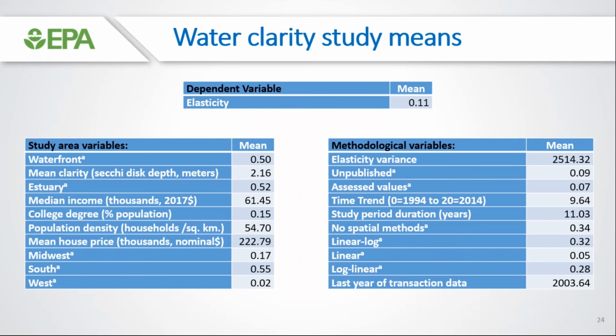2004 was the mean year of the study, and on average, studies used about 11 years of sales data. We also included some functional form variables for the different statistical models, like linear, log linear, and double log, with the double log model being held out as the baseline. Next slide.